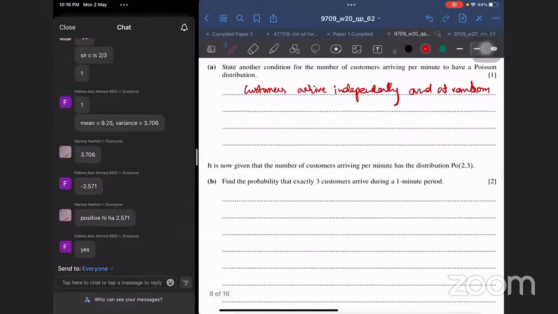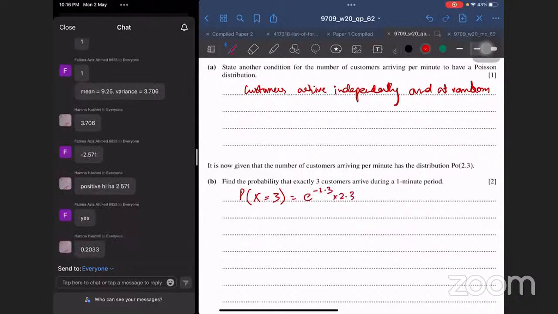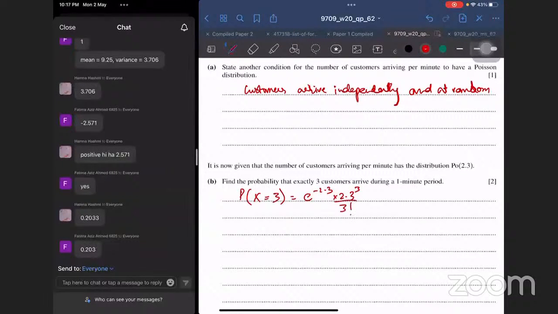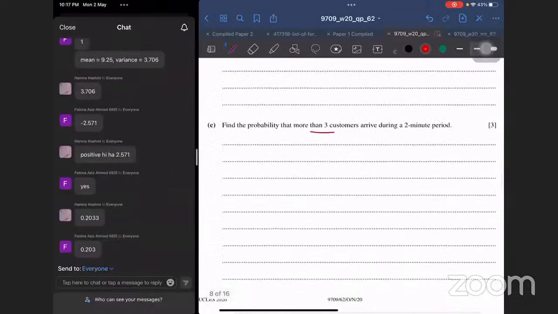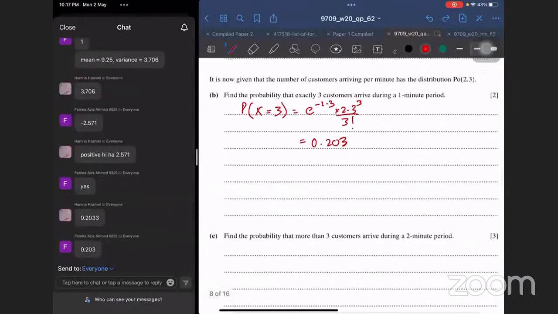Okay, it is now given that the number of customers arriving per minute has a distribution of 2.3. Find the probability that exactly 3 customers arrive during a 1 minute period. So ये तो बड़ा simple हुआ। Good, चलो। Find the probability that more than 3 customers arrive during a 2 minute period.